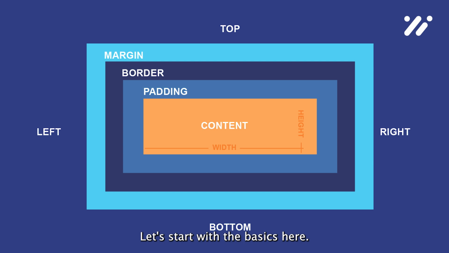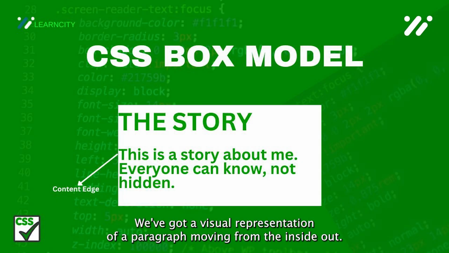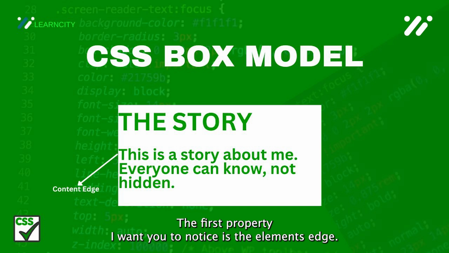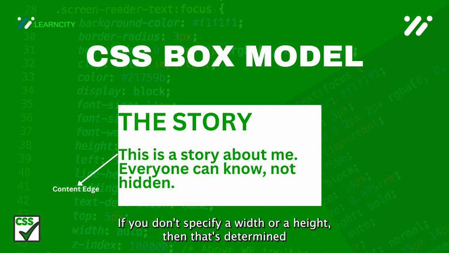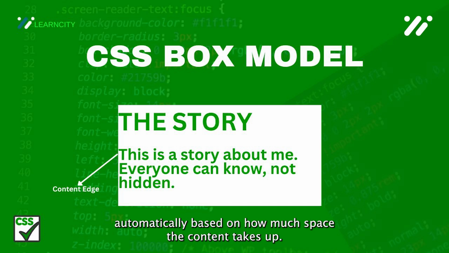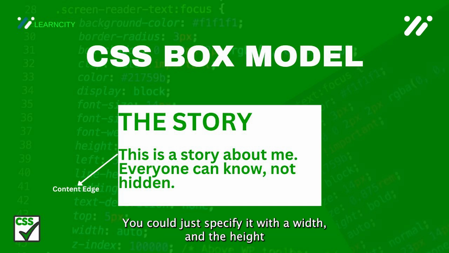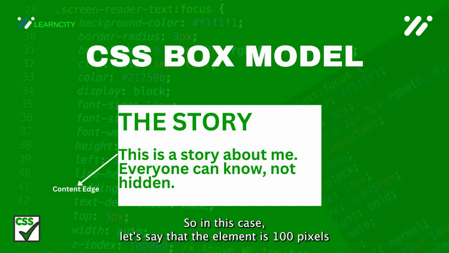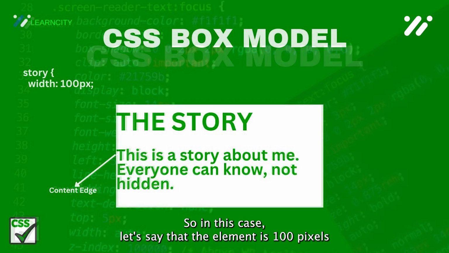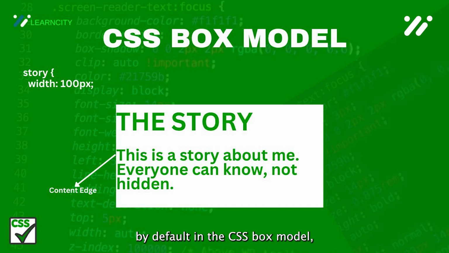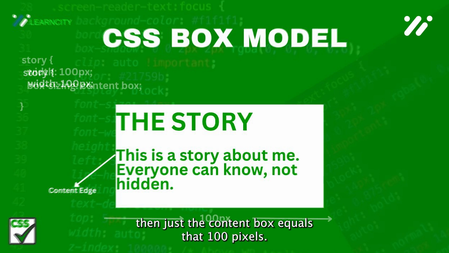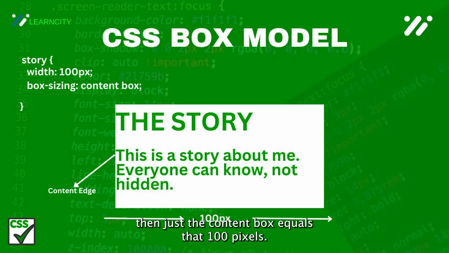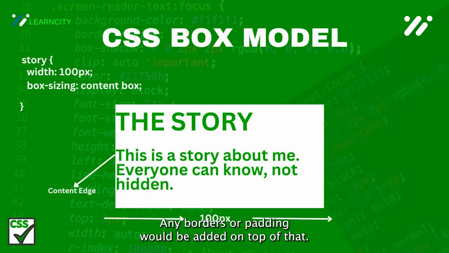Let's start with the basics here. We've got a visual representation of a paragraph. Moving from the inside out, the first property I want you to notice is the element's edge. If you don't specify a width or a height, then that's determined automatically based on how much space the content takes up. You could just specify a width and the height would be calculated automatically. So in this case, let's say that the element is 100 pixels. By default, in the CSS box model, the box-sizing property is set to content-box. That means if you set an element to 100 pixels, as in this case, then just the content box equals that 100 pixels. Any borders or padding would be added on top of that.